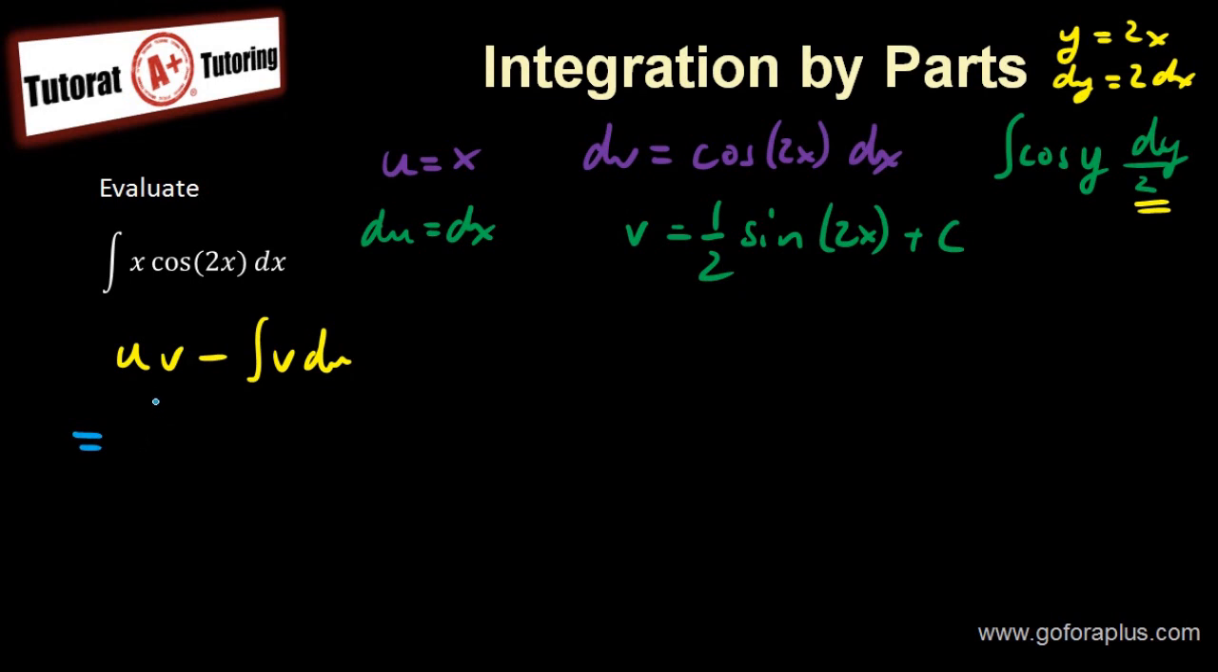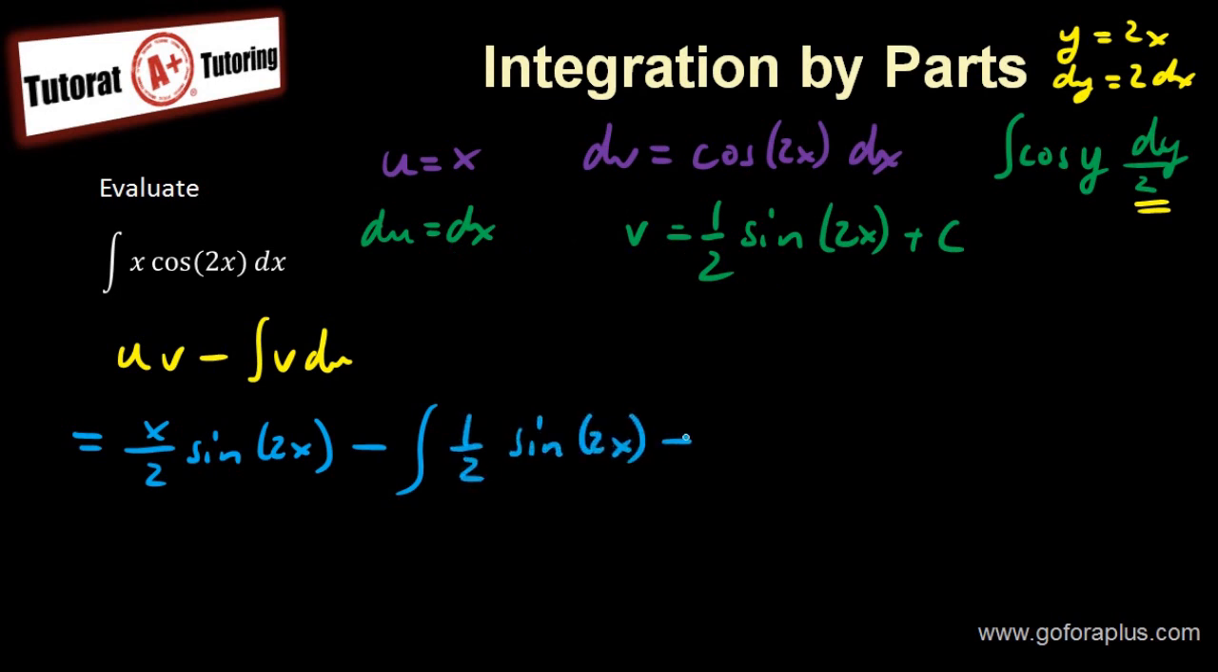That equals u times v, which is x times this. So I have x over 2 sine of 2x. Subtract the integral of v, which is this part, times du. I have 1/2 sine of 2x times dx. And I still have a plus c because I already evaluated one part of it, so I'll just add a plus c at the end. Some teachers just ask you to add a plus c at the end step. So before I forget about the plus c, I'll just put it there.